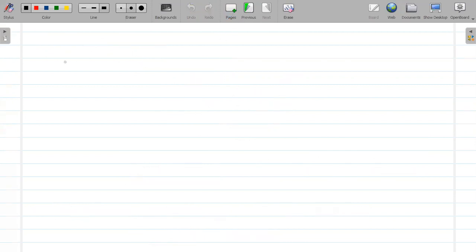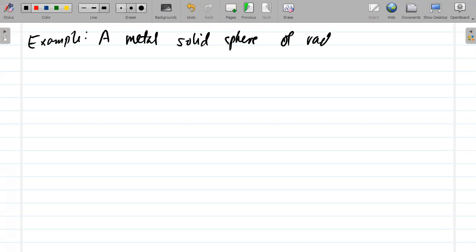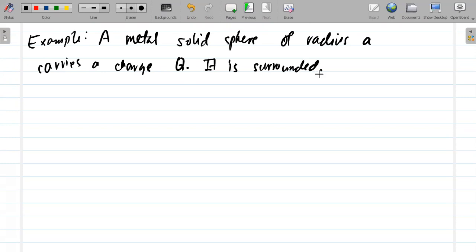Now, example tayo. Suppose meron tayong metal solid sphere of radius A. Carries a charge Q. Now, it is surrounded out to radius B by a linear dielectric material.